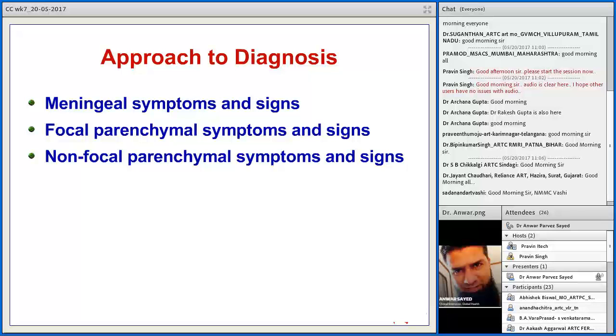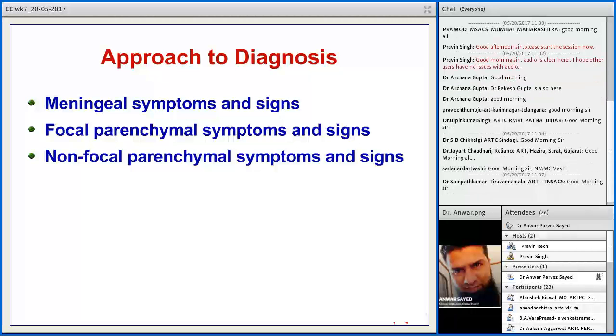So if you want to divide the overall involvement of the central nervous system, a patient may present with meningeal signs and symptoms, which obviously will be termed as meningitis or meningeal involvement, or signs of meningism. There are two broad categories in which we divide this presentation. One is focal parenchymal symptoms, or non-focal parenchymal symptoms and signs.